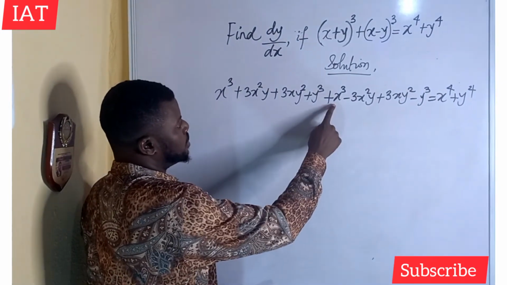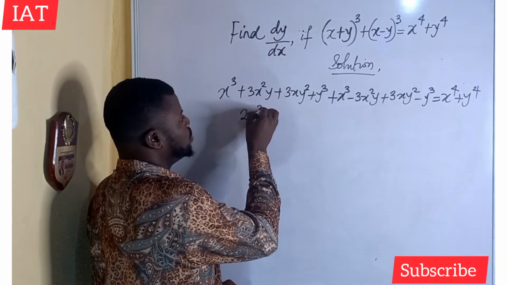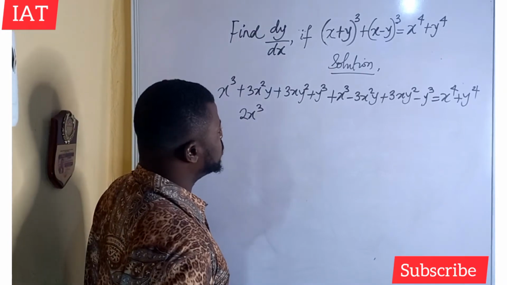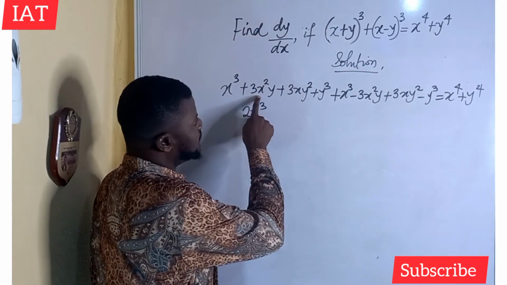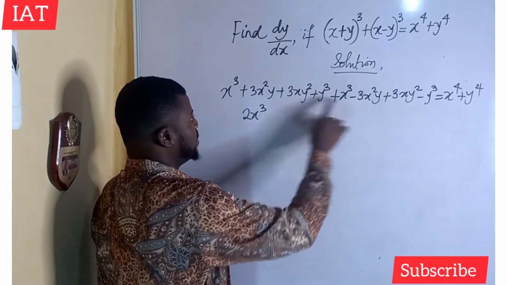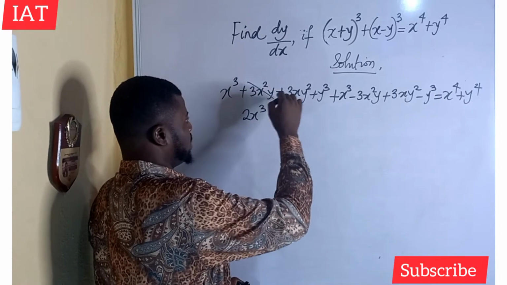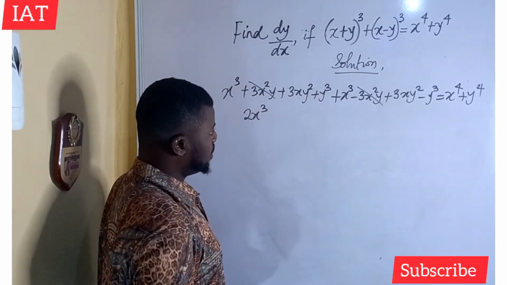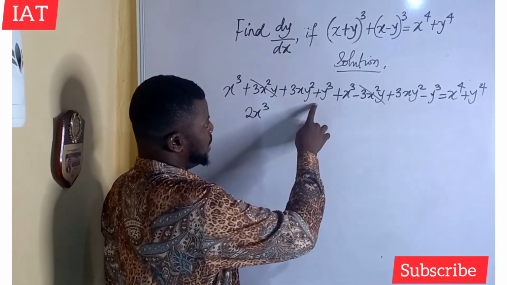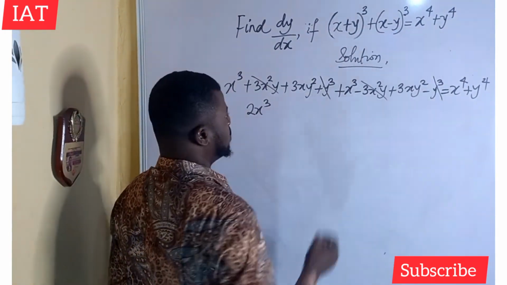x cubed plus x cubed can sum up to give us 2x cubed. What is the next thing we need to do? Plus this, minus 3x squared y. They look alike, but there is a negative sign, so this can cancel out. All right. Again, we have y cubed minus y cubed. Both of them can also cancel out.